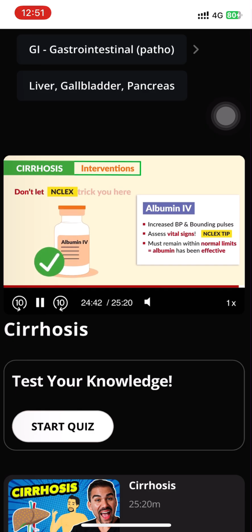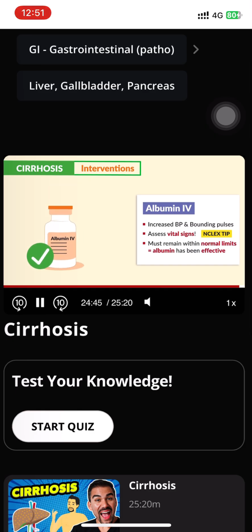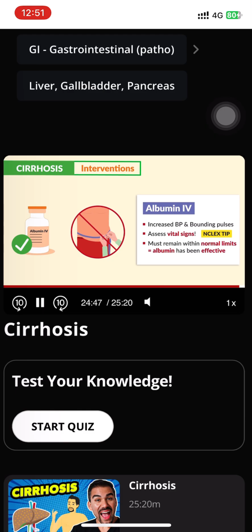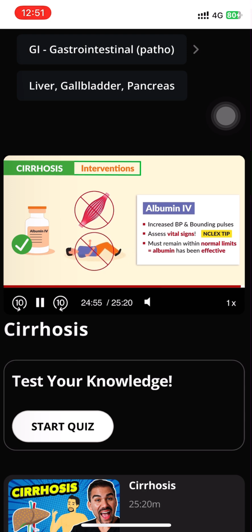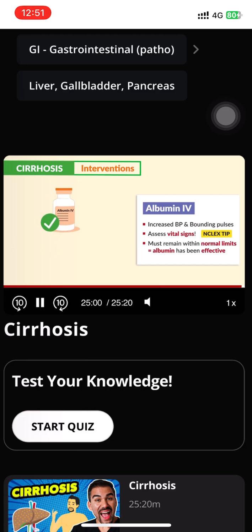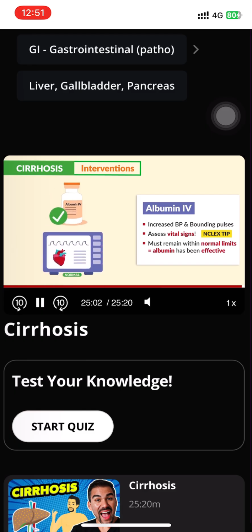Now, don't let the NCLEX trick you here. Albumin effectiveness does not depend on the reduction of abdominal circumference with ascites, and it does not resolve muscle tremors or twitching in the arms and legs. That's mostly for hepatic encephalopathy. So remember, albumin is effective if vital signs are within normal limits.